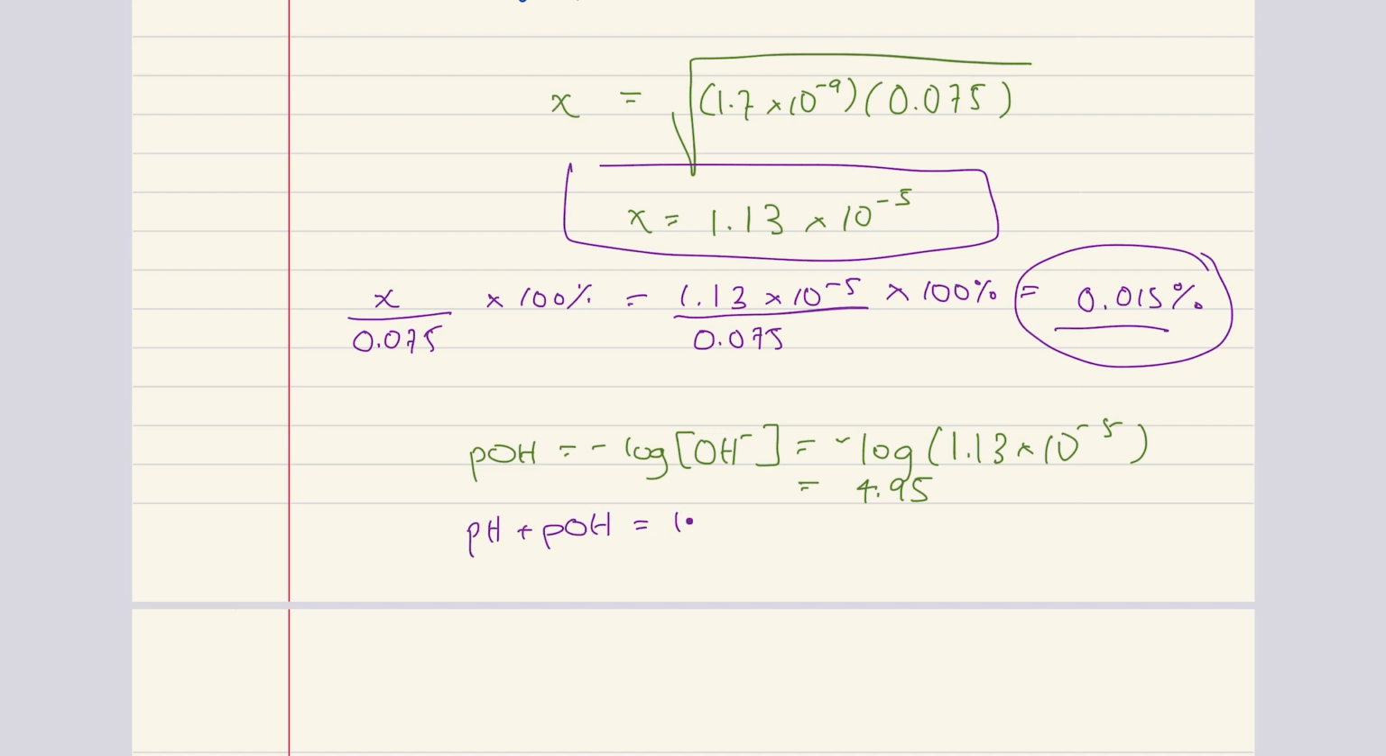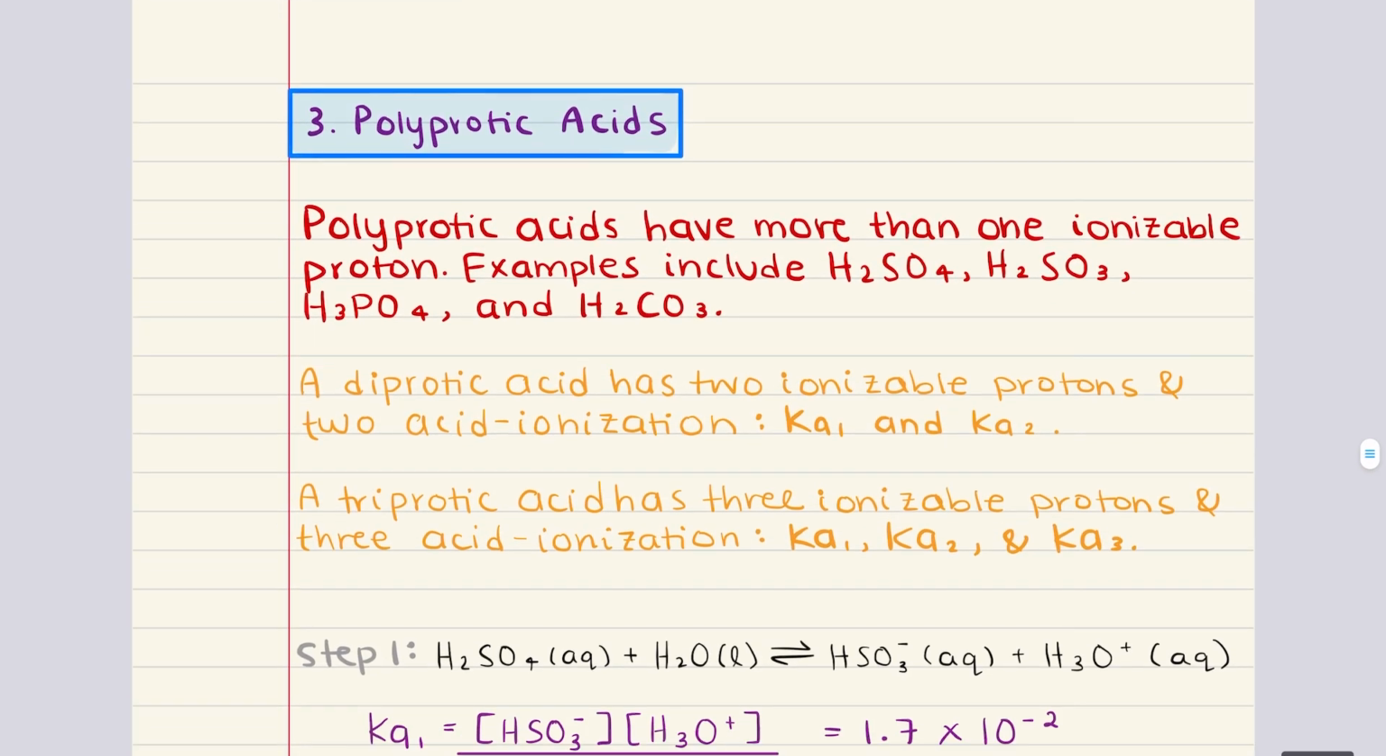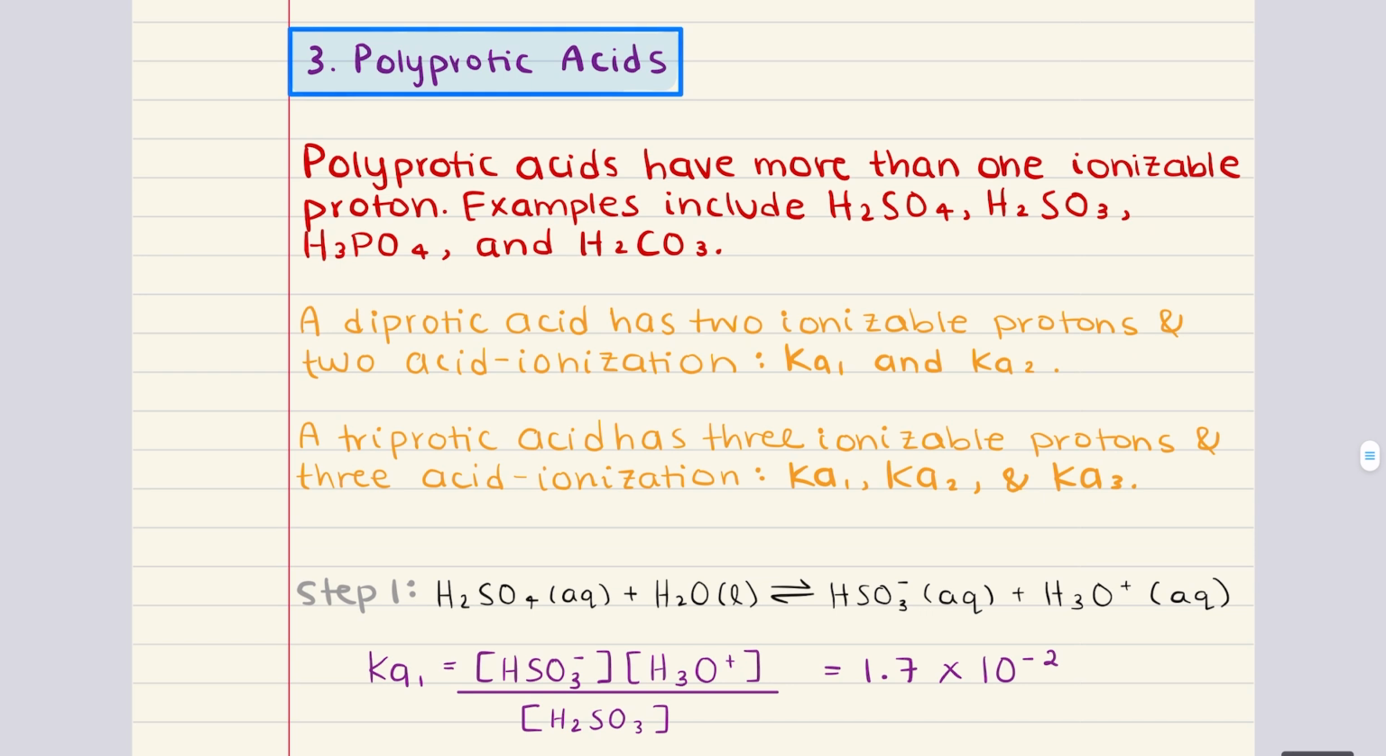And because we now know the pOH, and we know that pH plus pOH is equal to 14, we can isolate the pH variable to solve this problem. pH is going to equal 14 minus pOH, so that's 14 minus 4.95. The pH is equal to 9.05. And there we have it. We solved this problem. Now let's move on to our third objective, which deals with polyprotic acids.